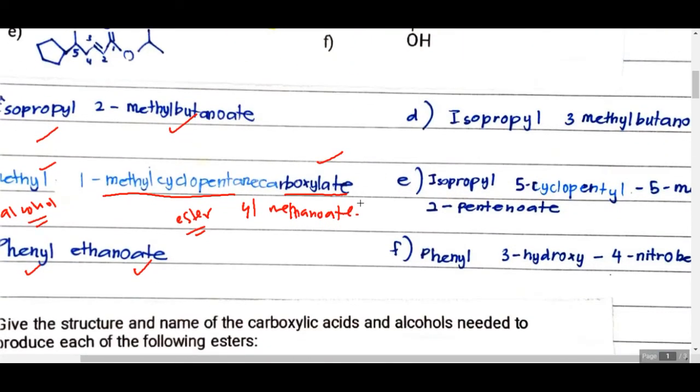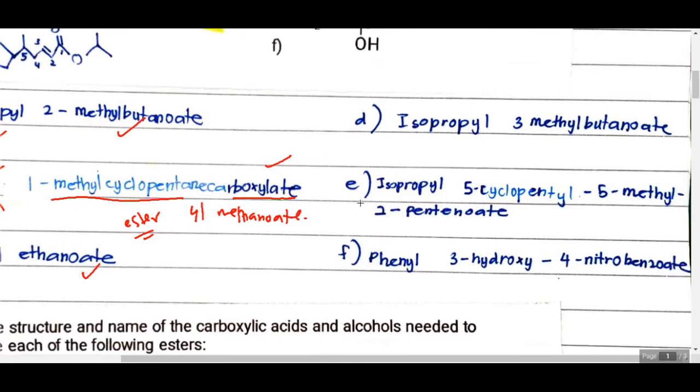So let's look at the answer. Okay, isopropyl is correct. 3-methyl butanoate is correct, except, okay, you forgot the dash there. Okay, 3-methyl butanoate.